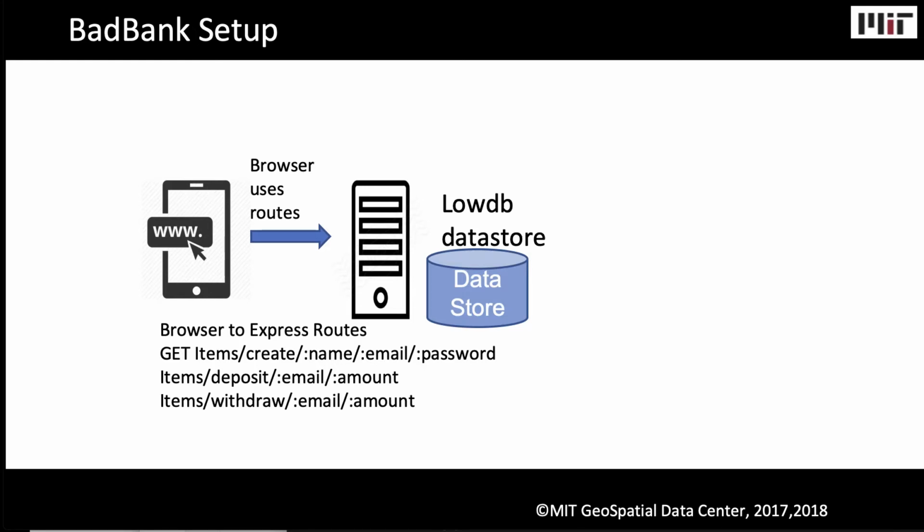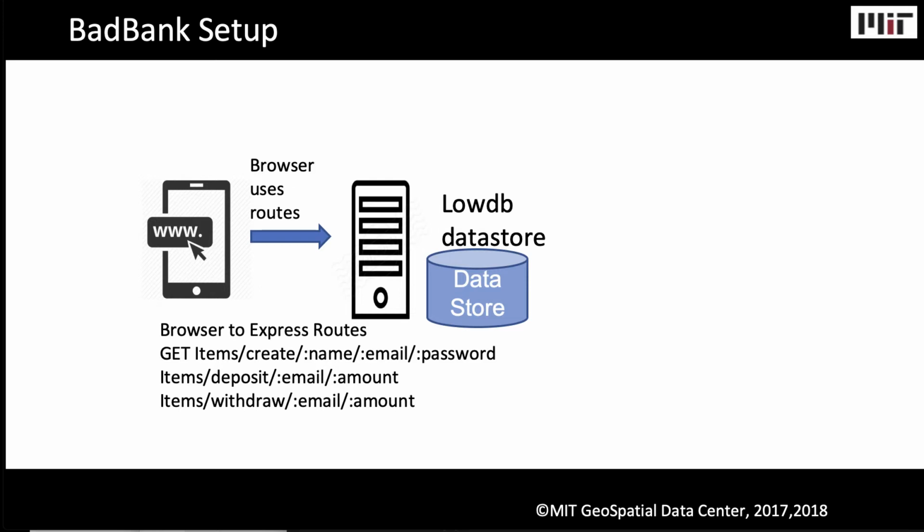So we've seen the badBank setup where we're communicating from a browser to a web server, and we're using routes on that web server to fire individual functions. So for example, we have a create function that takes a name, an email, and a password, and will create an account by putting the data into the DynamoDB database.